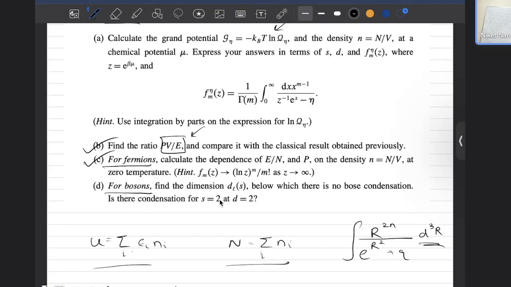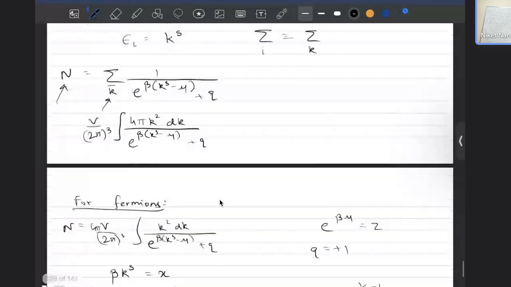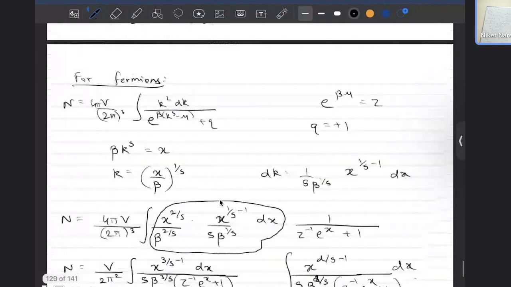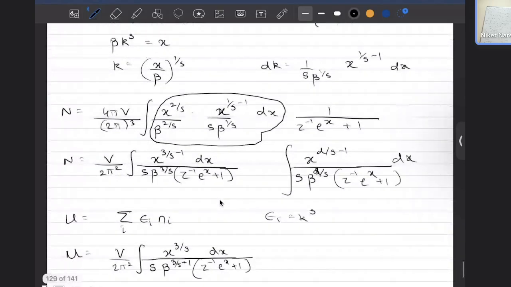Now, this thing for bosons: find the dimension dl of s below which there is no Bose condensation. Okay. So for this part, the logic is going to be simple. Let's see where we have prepared a good expression for n. Yes, this is the expression, right? Here we have the expression for n.